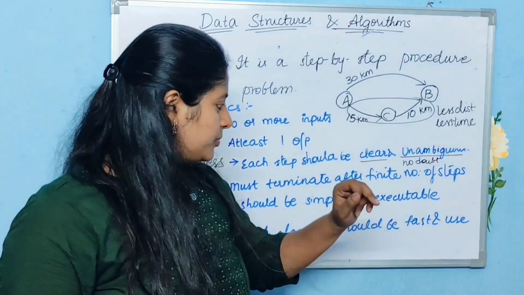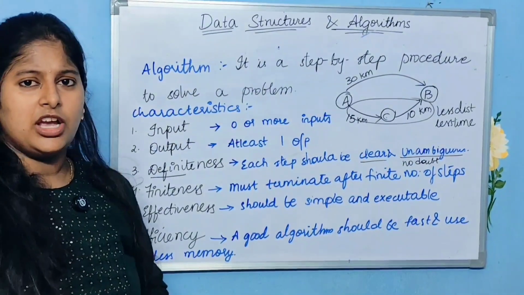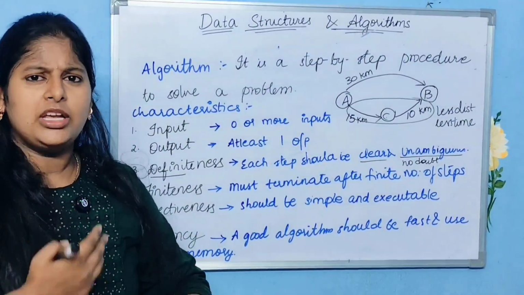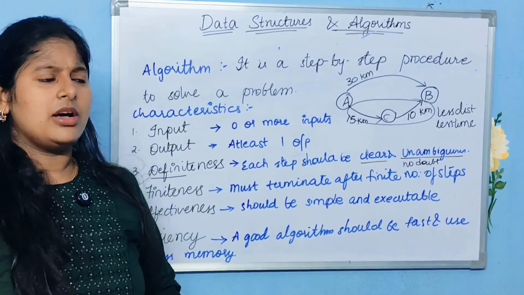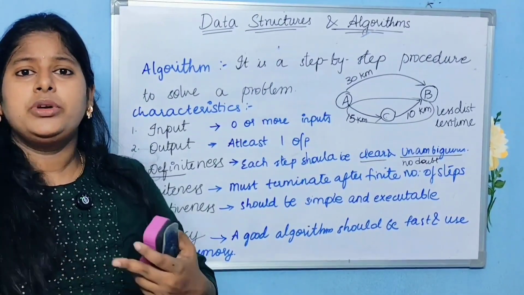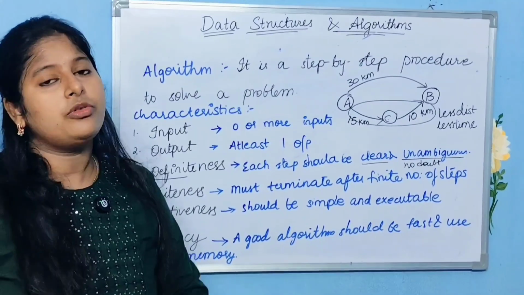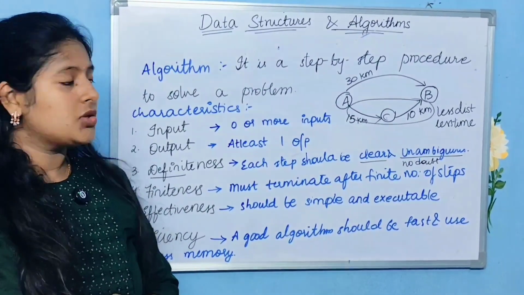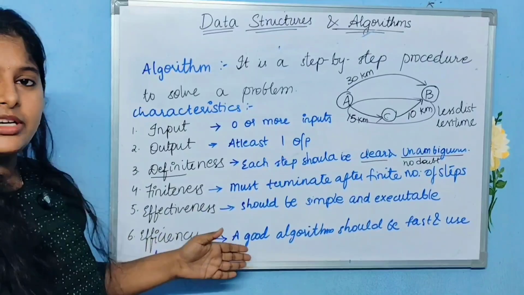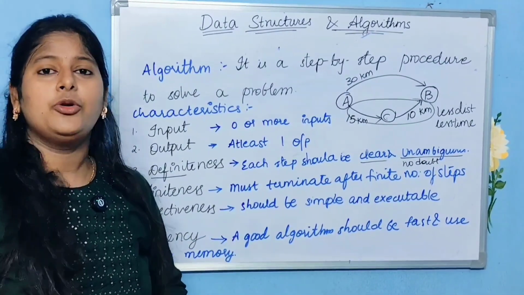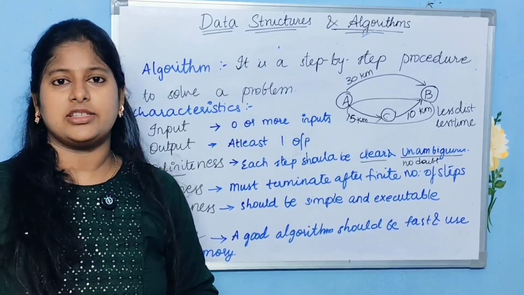A good algorithm should be fast and use less memory. It should not be consuming more memory or more cost. It should be executable in a finite number of steps. It should not go on continuing like a loop. So, these are the characteristic properties of algorithms. I hope you all have understood all these characteristics of algorithms.